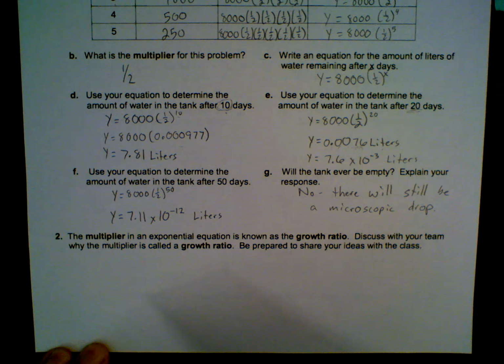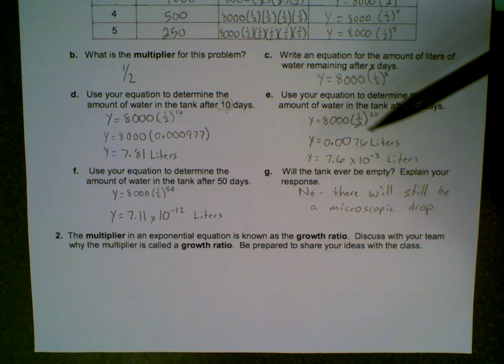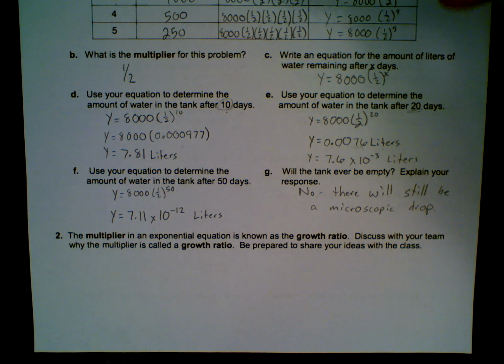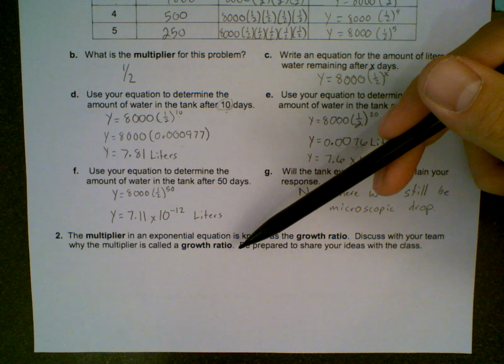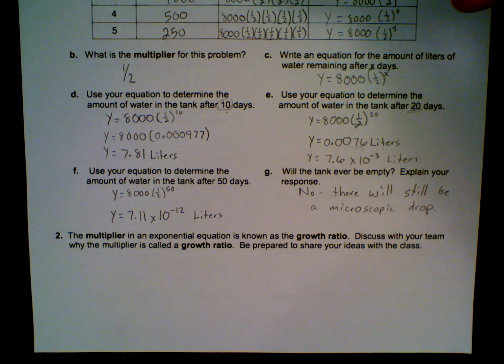So we've got our multiplier here, which we know is called a multiplier because we keep multiplying by that number. But it's also called our growth ratio or growth rate, growth factor. Those are all common names that we use for this. So the reason that it's called the growth rate, the growth ratio, the growth factor, is because that's what it's growing by each time.